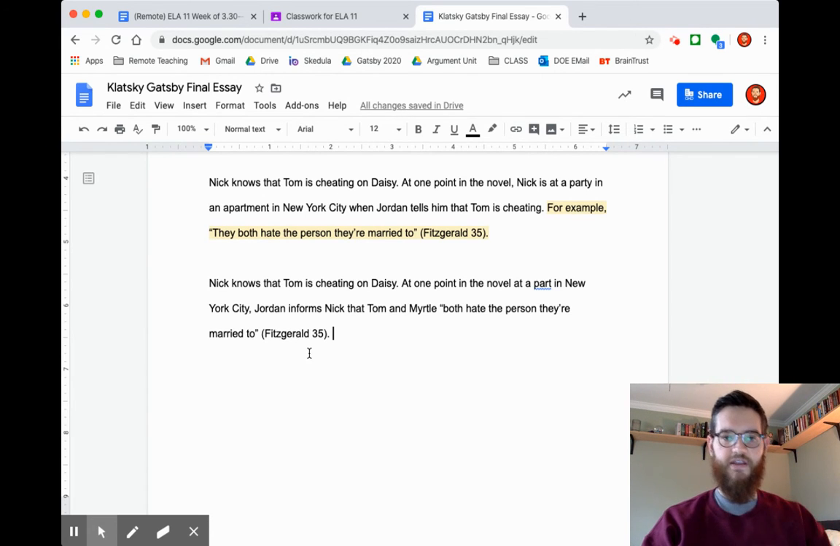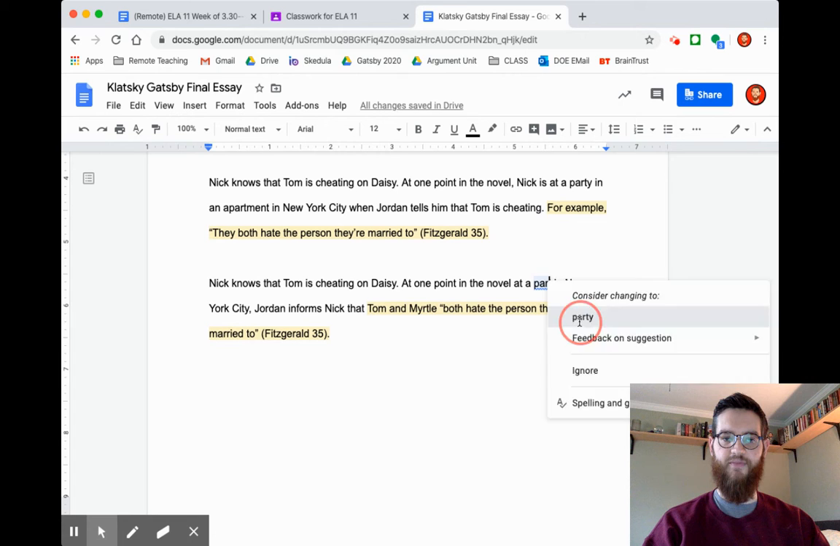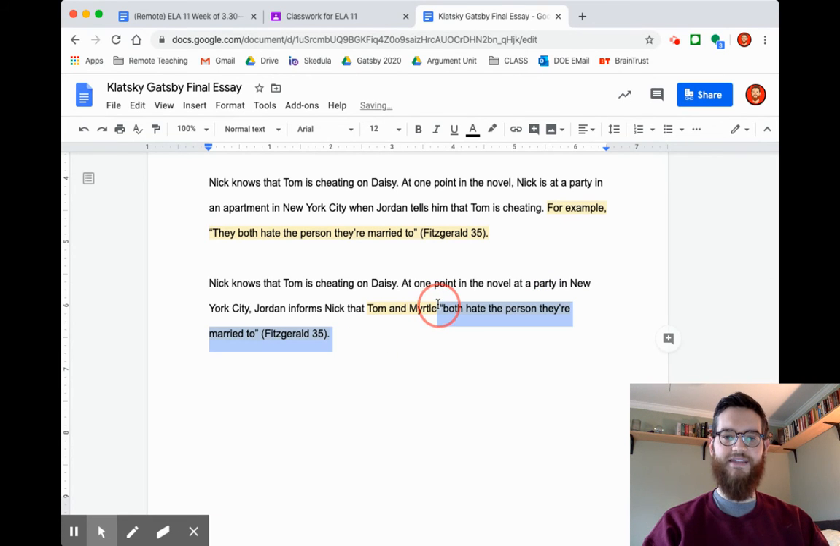So what you'll notice here is the place where I've included the quote down here, which I'll also highlight, it just flows a little bit better, right? Like if I read this to you, at one point in the novel, at a party in New York City, Jordan informs Nick that Tom and Myrtle both hate the person they're married to. You wouldn't necessarily know that this part is a quote. If I read it to you and you closed your eyes, it would just sound like I was talking or like I was reading to you something I had written. And that's what we want to do.